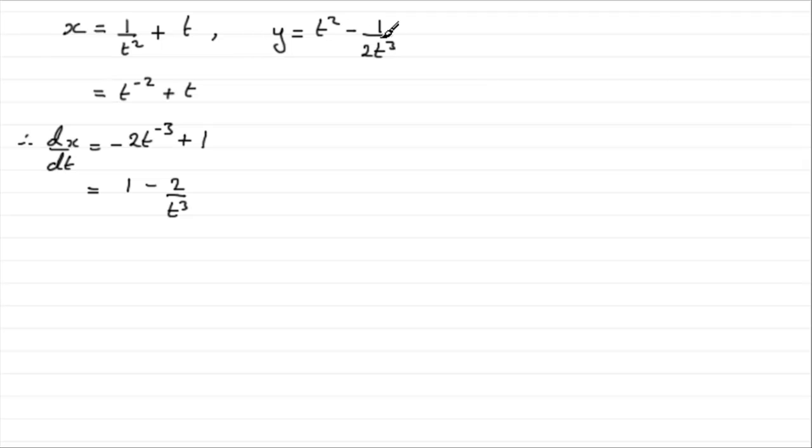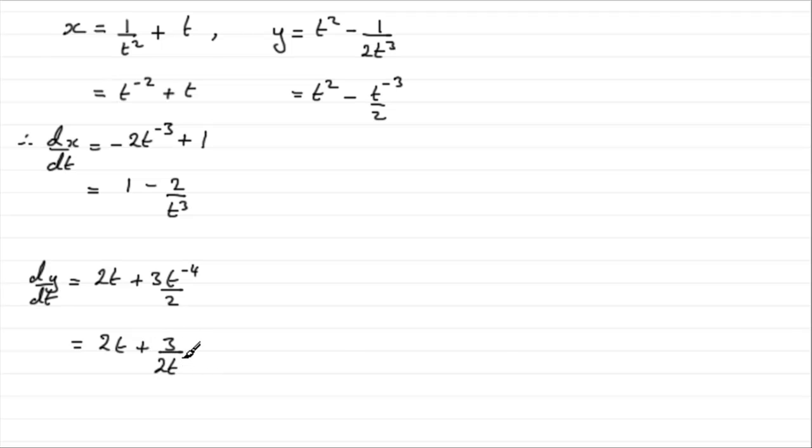When it comes to differentiating y with respect to t, we've got dy by dt equals, well, we're going to first of all need to tidy this up, so I'm going to change this term to minus t to the minus 3 over 2. So when it does come to differentiating this, we get for the first term 2t, and differentiating this term, we have plus 3t to the minus 4 all over 2. And tidying this up, we get 2t plus 3 over 2t to the 4.